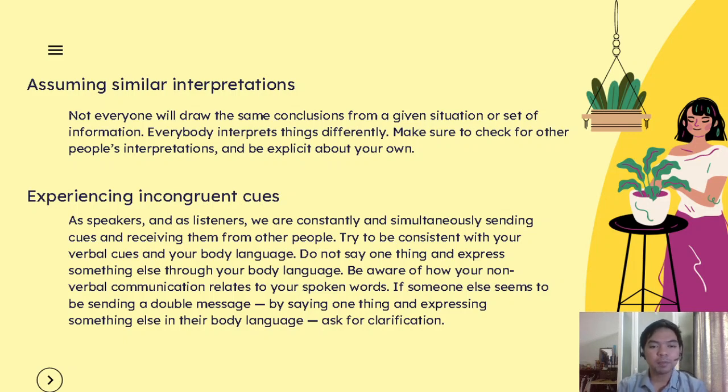And next is experiencing incongruent cues. As speakers and as listeners, we are constantly and simultaneously sending cues and receiving them from other people. It's a bit long, so let me just summarize that paragraph. Basically, you receive inconsistent cues from the speaker, not really just non-verbal. For example, their verbal message is positive but their non-verbal cue is negative. So it does not match, right? That is called incongruent cues.